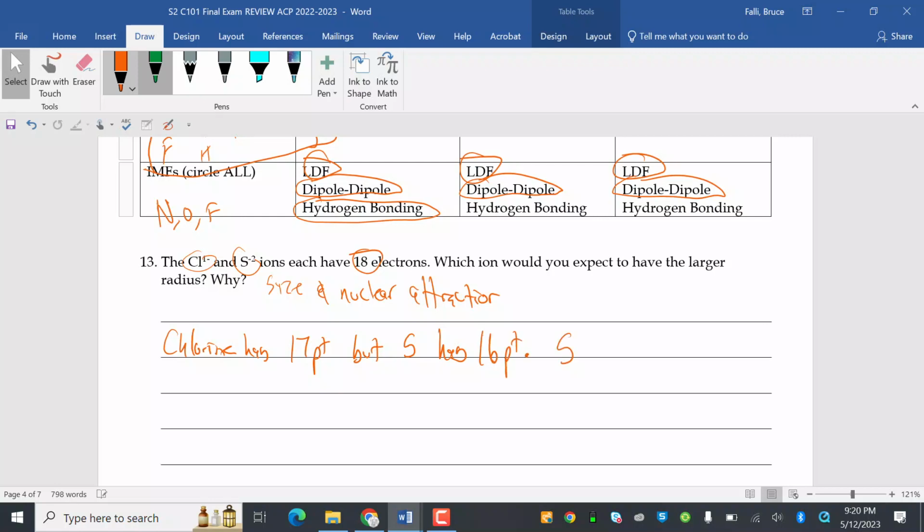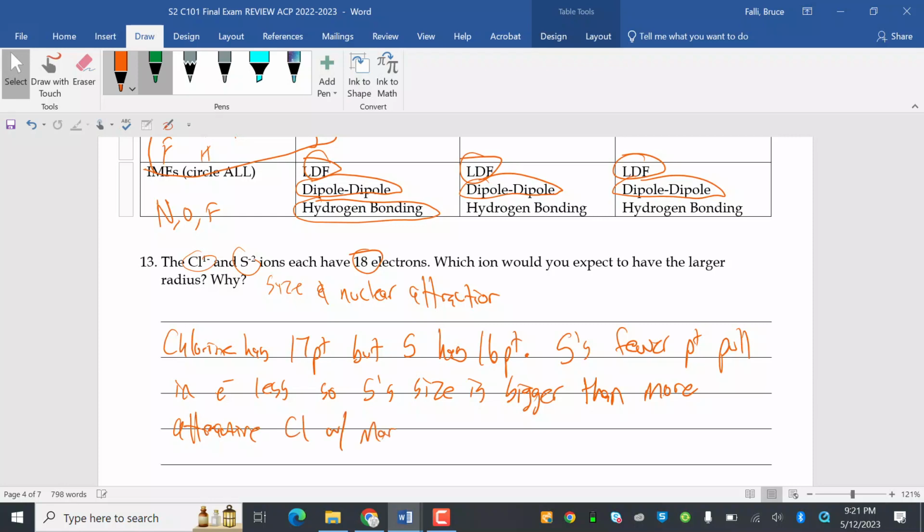Sulfur has fewer protons, so it pulls in electrons less, so sulfur's size is bigger than chlorine, which is more attractive with more protons.